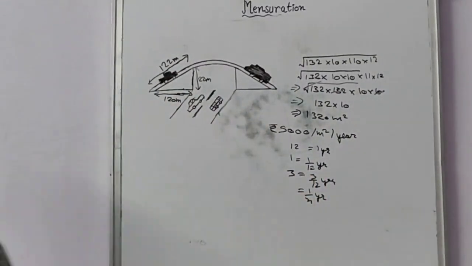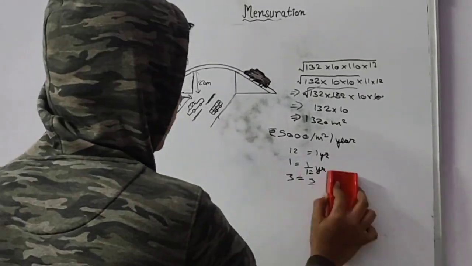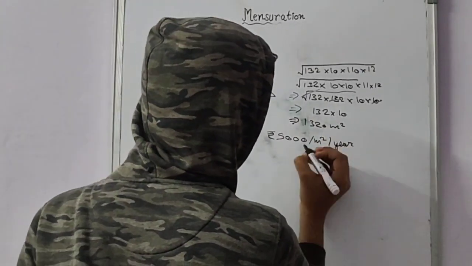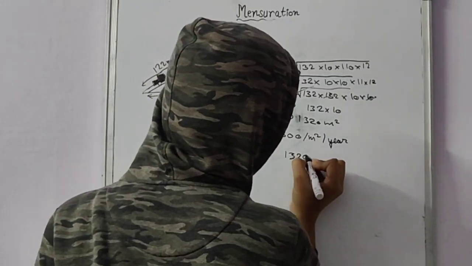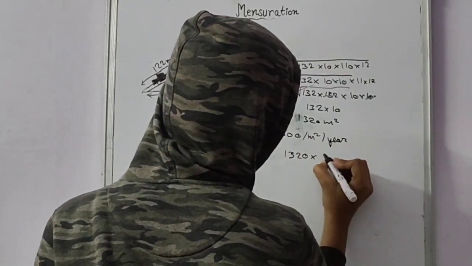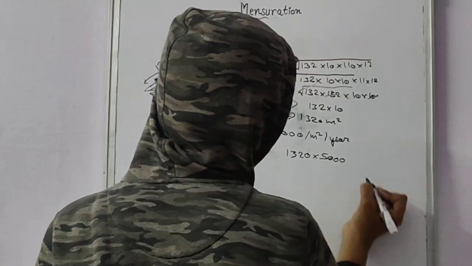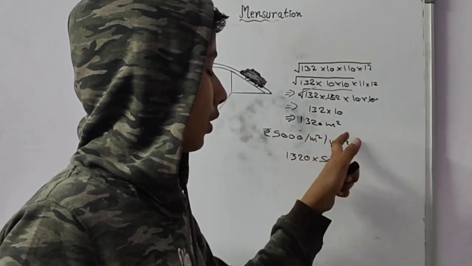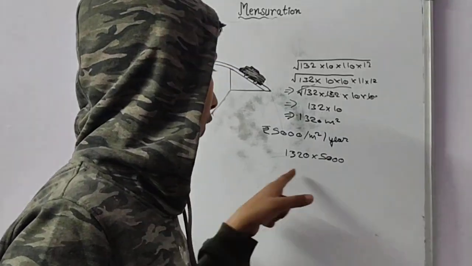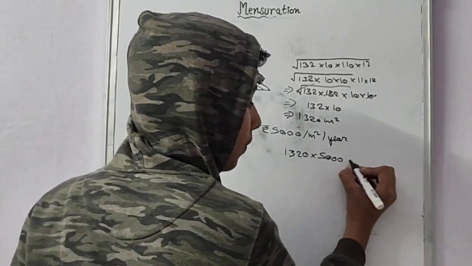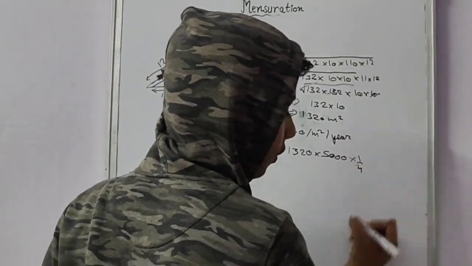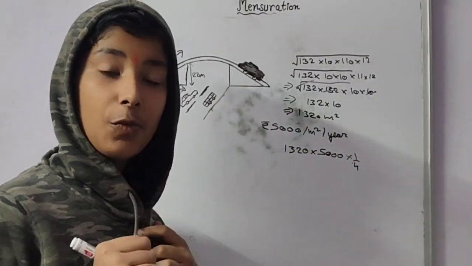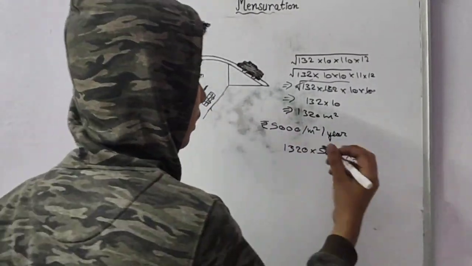Okay, so this was only for rough calculation. I erase it. We'll simply multiply it. 1320 multiplied by 5000, because it is for 1 meter square 5000. For 1320 meter square, it will be 5000 into 1320 multiplied by 1 by 4 also. I told you, it is for 1 year, but we have to find out only for 3 months.